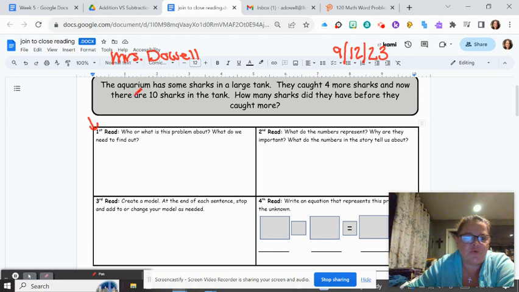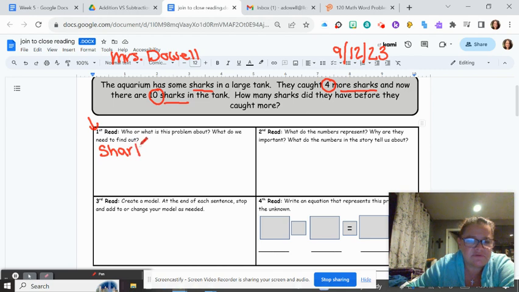So let's look here. The aquarium has some sharks in a large tank. They caught 4 more sharks, and now there are 10 sharks in the tank. How many sharks did they have before they caught more? So, who or what is the problem about? The problem is about the sharks, right? I see that there's 10 sharks in a tank and that they caught 4 more sharks. So, who or what is the problem about? It's about sharks in a tank.